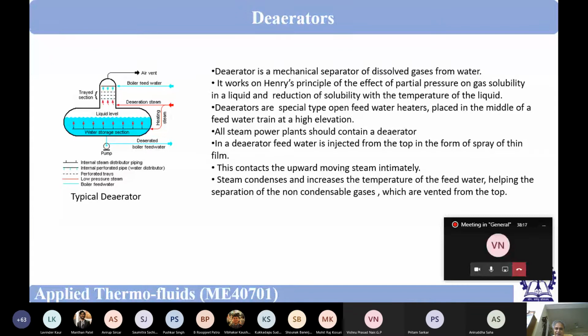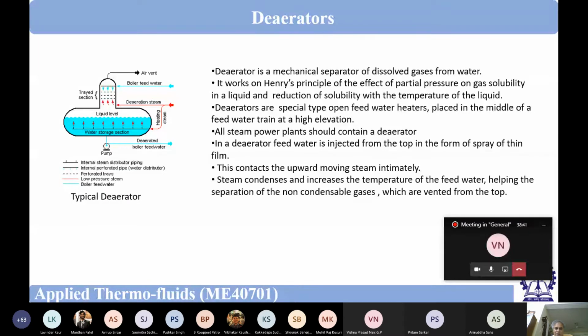In a deaerator, feed water is injected from the top in the form of spray or thin film, so that we get a larger interfacial area between the gas, steam and water.